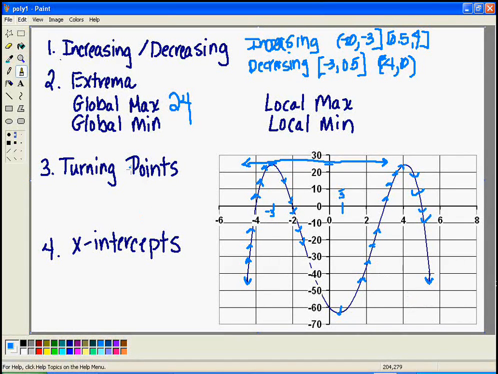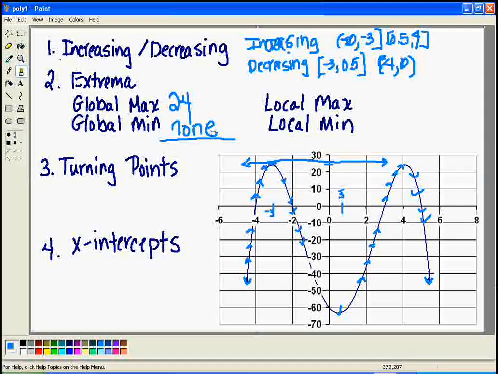But since we can never quite get to infinity, either positive or negative, we would say that this does not have a global min, none. So if you're tempted to write positive infinity or negative infinity on the global side, then write none.